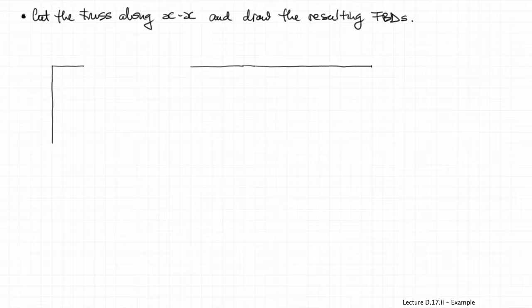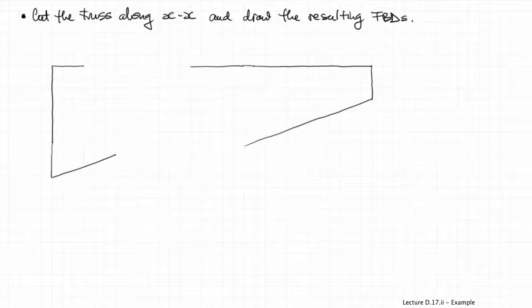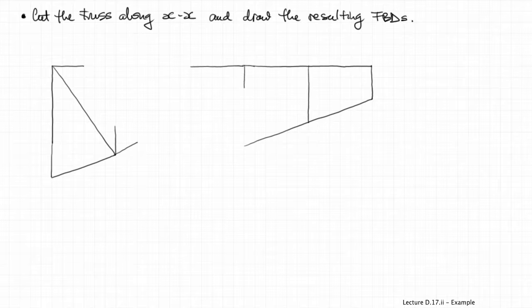So, left-hand side, right-hand side, we have to make sure we draw them with a cut through the correct members, like so. You can see the three members that are cut now on the left-hand side free body diagram. And now let's complete the right-hand side free body diagram, again with the three members that we've cut there as well.